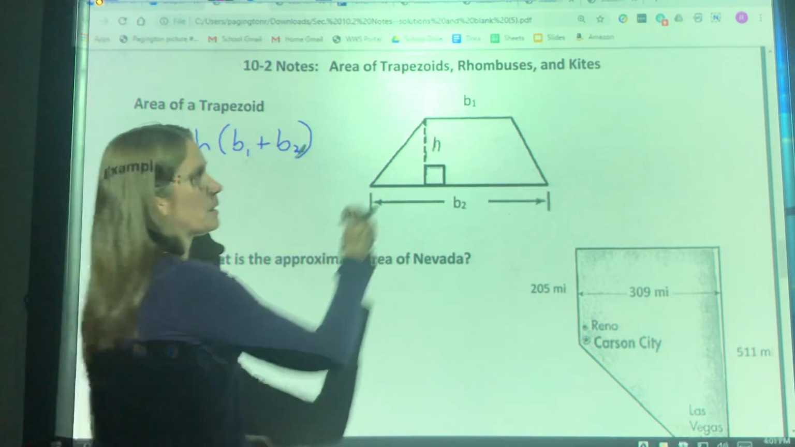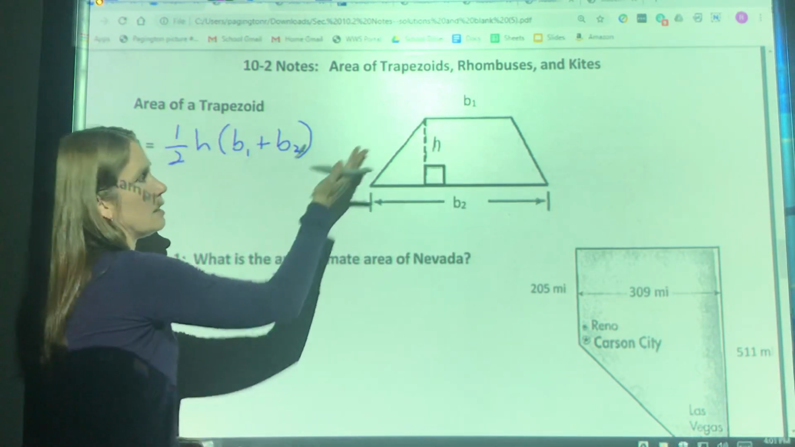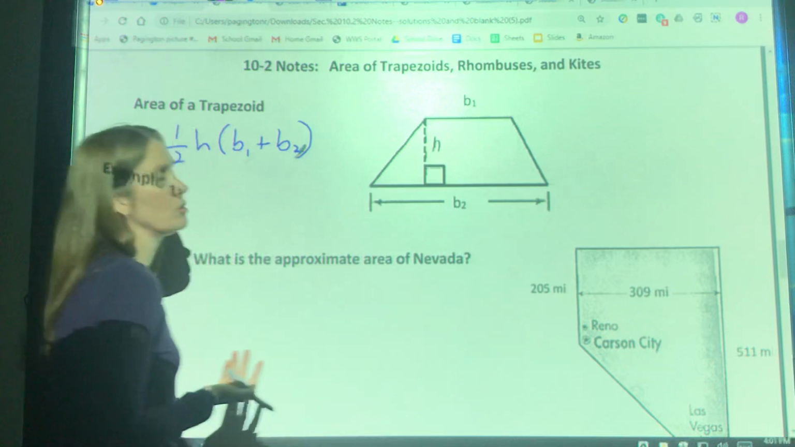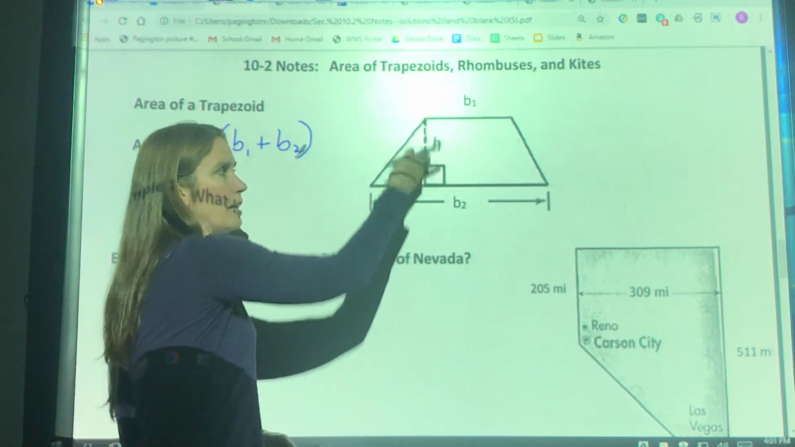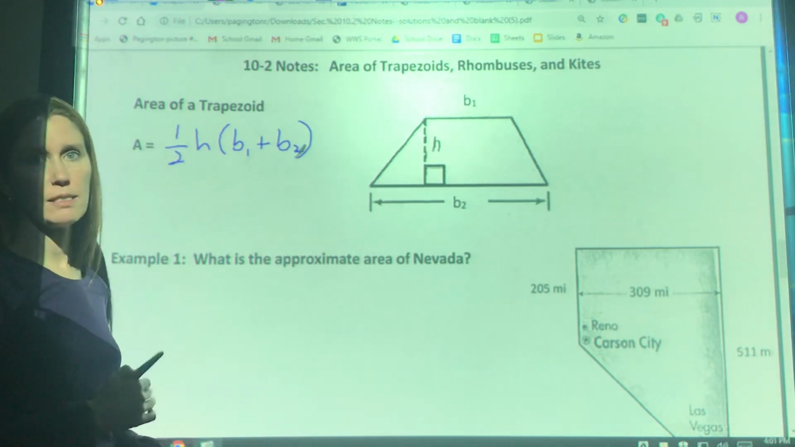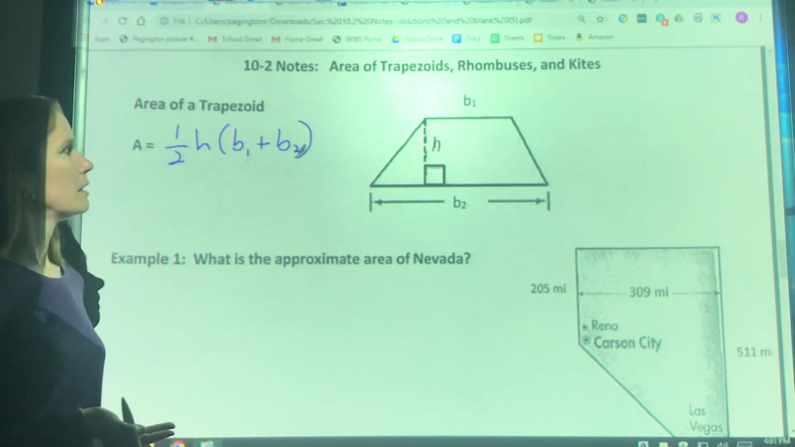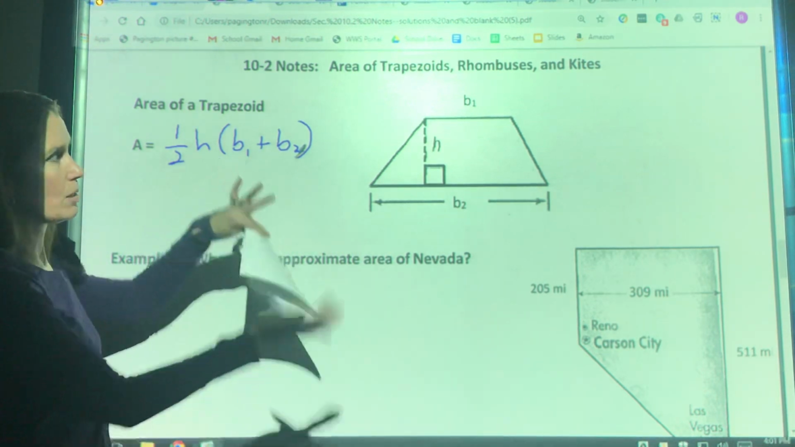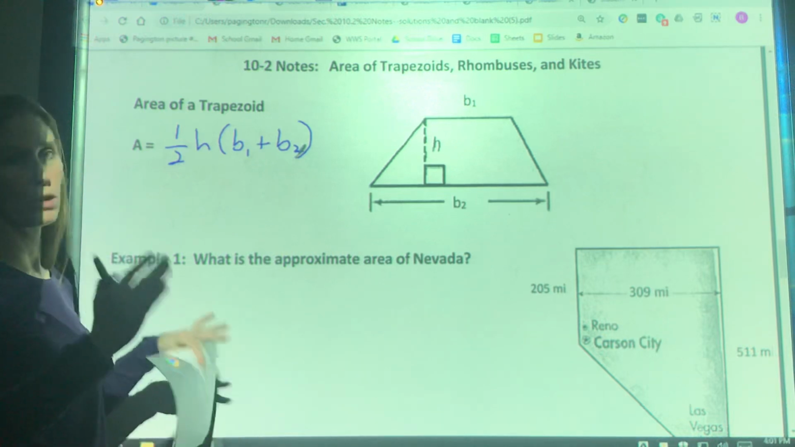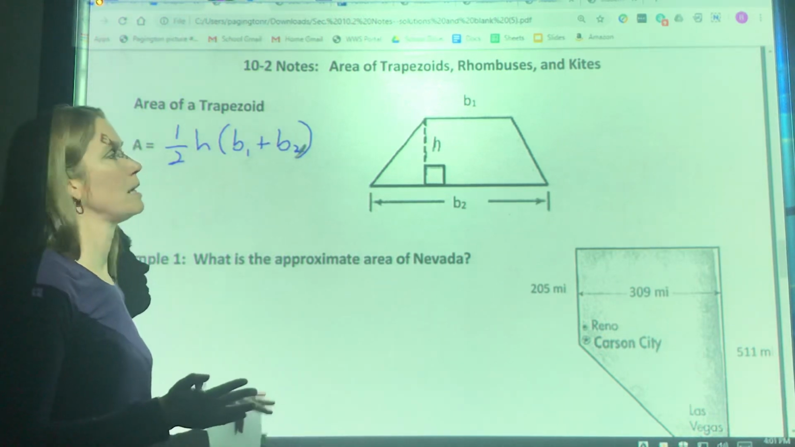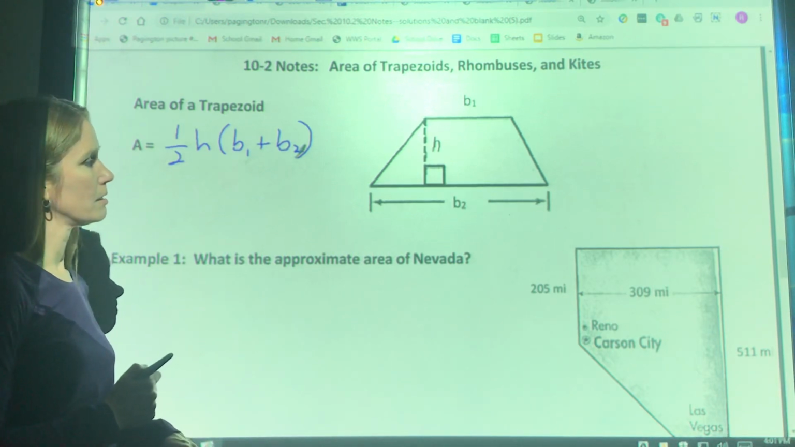So one thing we talked about is that there's one set of parallel bases for a trapezoid. The other two legs are not parallel to each other, and again, the height forms a right angle with one of the bases. It's the right angle distance between the two bases. So sometimes the trapezoids turn differently on its side, so be looking for what are the two parallel sides, those are the two bases, and that height is the right angle distance between those two bases.